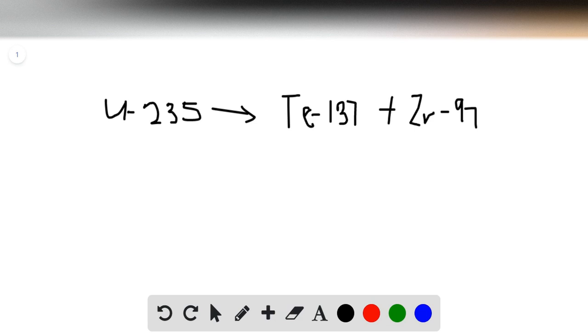So it's a neutron-induced fission. So what we have here is a neutron. You know, a neutron has a mass number of 1 and an atomic number of 0. So what is going to happen here is you have your uranium, which has a mass number of 235 and an atomic number of 92, going to be bombarded with a neutron.